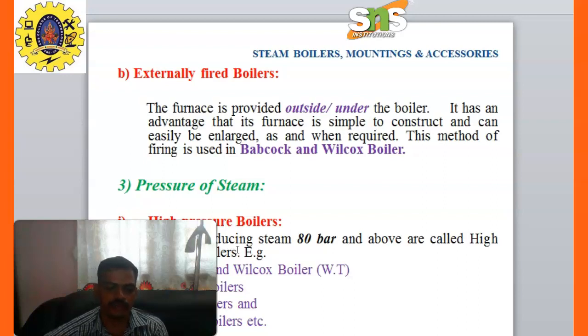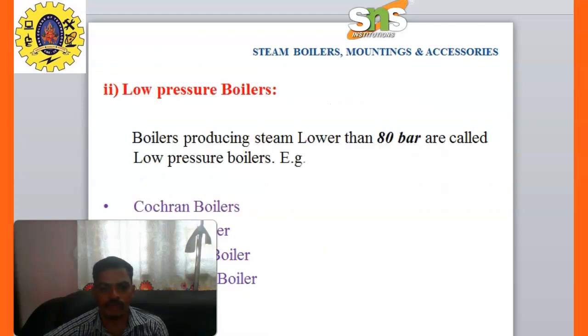Pressure of steam, the third one. High pressure boiler: a boiler producing steam at 80 bar and above is called a high pressure boiler. Babcock and Wilcox boiler, Lamont boiler, Benson boiler, these are high pressure boilers. Low pressure boiler: a boiler producing steam lower than 80 bar is called a low pressure boiler. Cochran boiler, Cornish boiler, Lancashire boiler, locomotive boiler.